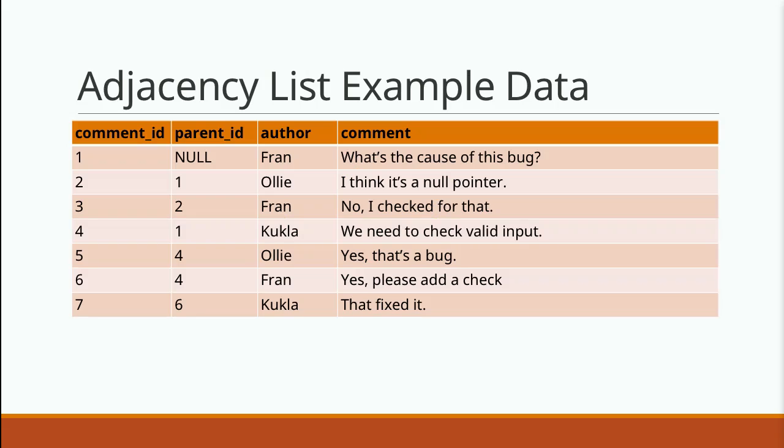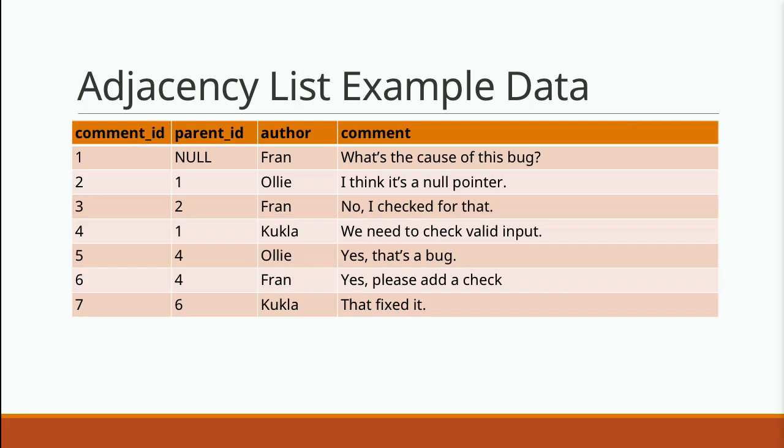A traditional way of representing this in a database could just be to have a table where each respective comment in the discussion thread makes reference to the one it immediately replies to, even though it's out of chronological sequence. So in this case, we have the second comment replies to its parent. We refer to the parent as the one that it's referencing, and the parent is the one up here. So what's the cause of this bug? I think it's a null pointer. There's an obvious reply relationship there.